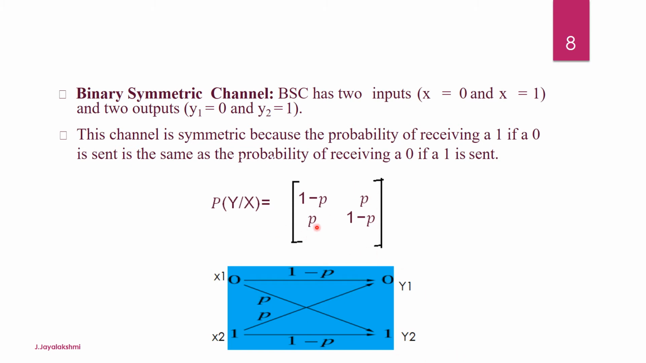Similarly, this is your x2. x2 being transmitted, y1 received, that is, 1 is transmitted, you are going to receive it as an error 0, then the probability is p. And x2 transmitted, y2 received, that is 1 transmitted, 1 received, the probability is 1 minus p. So this is how the binary symmetric channel matrix is going to be formed.